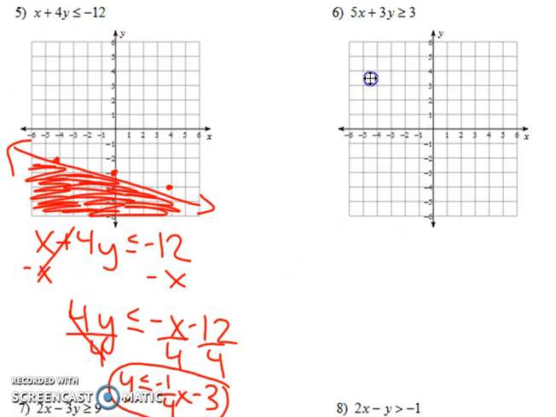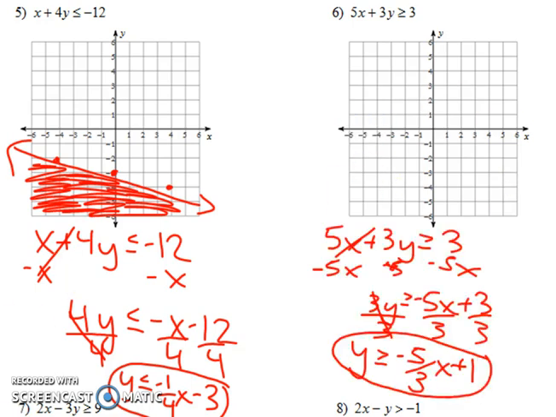Alright, so why don't you pause this and try number 6 on your own. Alright, so when I changed it over, I got negative 5/3 x plus 1. So I'm going to graph that by going to a positive 1 on the y, and then doing my slope of down 5 over 3. I'm going to get some more points up here and go up 5. 1, 2, 3, 4, 5 over 3.